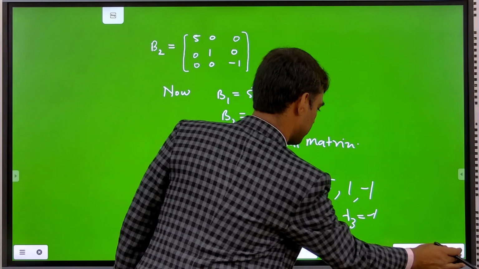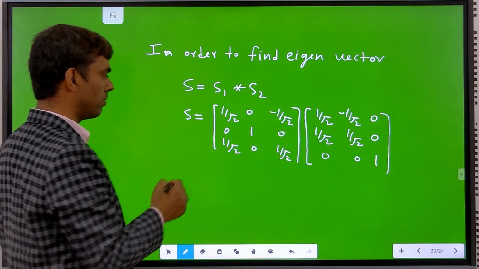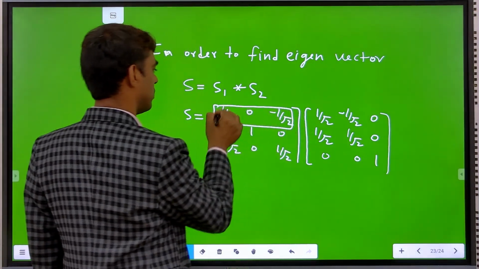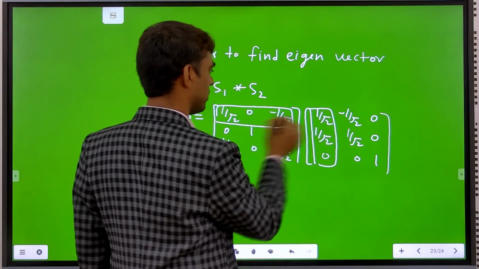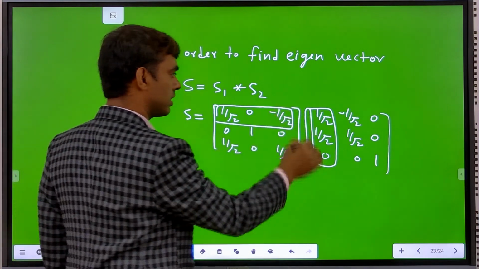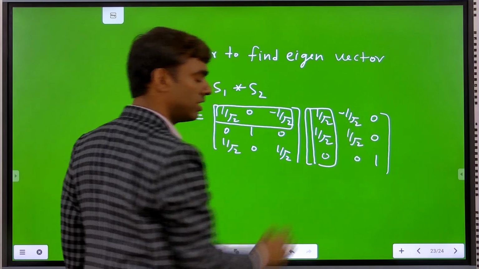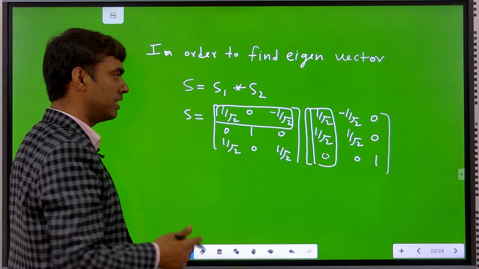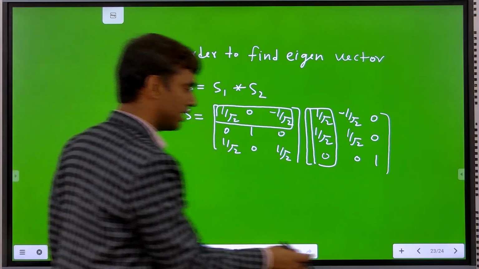So I think we write a correct value. So here we write a correct value. After multiplication, we multiply the first row by the first column, then the first row by the second column, the first row by the third column, the second row by the first column, second column, and the third row by the first column, second column and third column. Then we find the matrix S, and having performed the multiplication, we write here the resultant matrix.